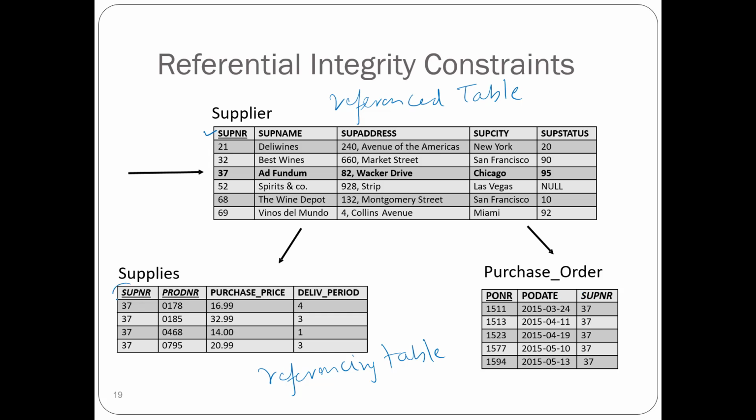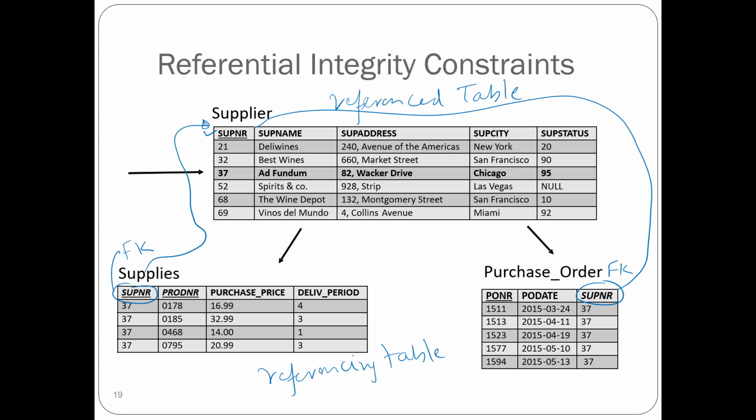So in supplies we have SUBNR, that is the foreign key, right? And this foreign key is being mapped to, or referring to, the supplier number of the supplier table. Similarly, in the purchase order also we have this SUBNR as the foreign key, and this one is also referencing this SUBNR of the supplier table. Good. Now let's use this example of the supplier with supplier number 37.